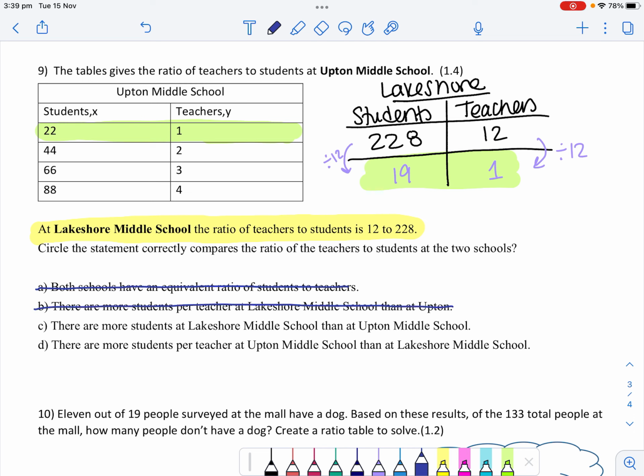There are more students at Lakeshore Middle School than at Upton Middle School. Well, I don't know that for sure because I know there's 228 students to 12. That's the ratio they gave me. And then I know that there's 22 to 1 or 44 to 2 or 66 to 3 or 88 to 4. I don't know how many total students there are in the whole school. So I don't know that that's necessarily true either. Part D says there are more students per teacher at Upton Middle School than at Lakeshore Middle School. And that is true because 22 is bigger than 19. So D is my correct answer here.